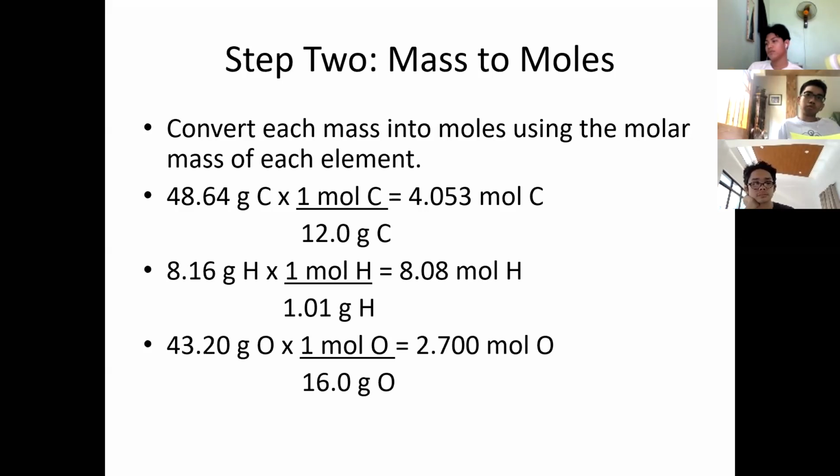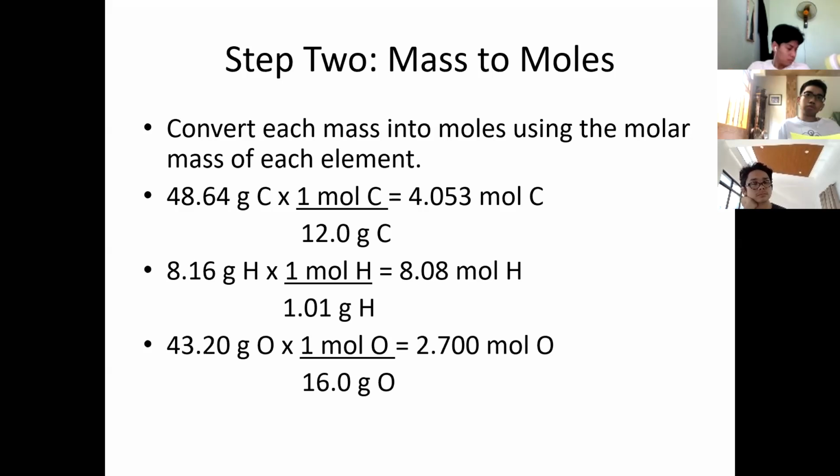So in this case, 1 mole of carbon is 12 grams. So 48 divided by 12 is 4.053 moles. 1 mole of hydrogen is equal to 1.01 grams or 1 gram. So we have here 8.08 moles. And for every 1 mole of oxygen, you have 16 grams of oxygen. 43 divided by 16, you'll get 2.7 moles. Question before we proceed?